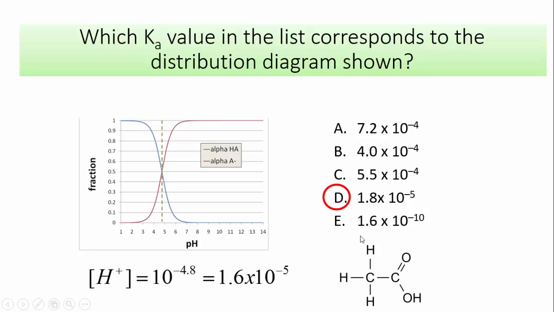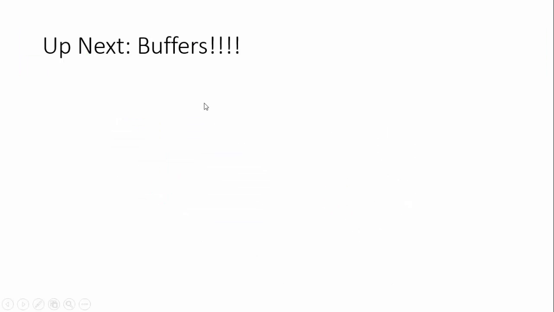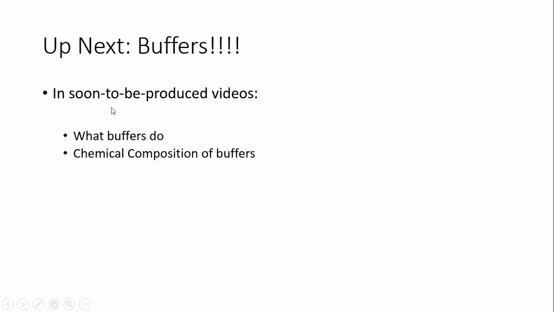That brings us to the end of this video, so thank you very much for watching. Coming up very soon, we'll apply these concepts of the distribution of a weak acid between its protonated and deprotonated forms when we talk about buffers. Specifically, we're going to talk about what buffers do. So we'll talk about buffers in terms of their chemical composition. What chemical species are inside buffers that permit them to stabilize the pH of the solutions? And then finally, we'll talk about the chemical reactions that occur within solutions that contain buffers, or equivalently, are buffered. But that's what we will talk about next.